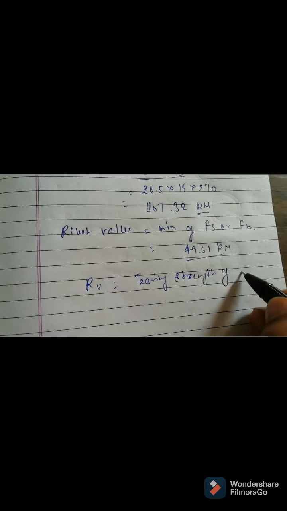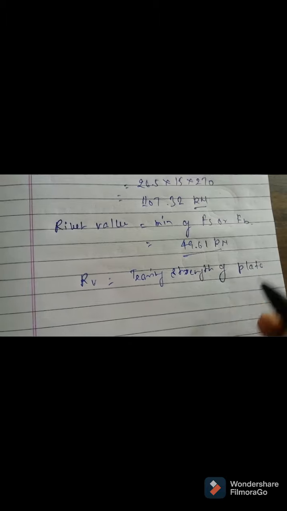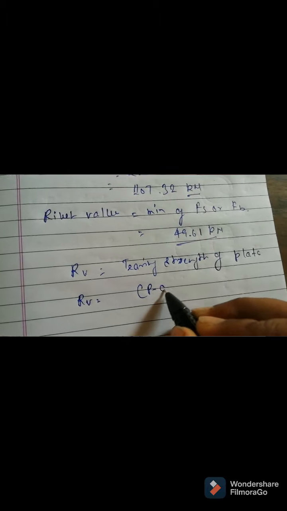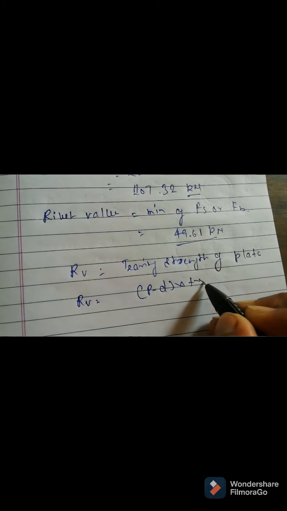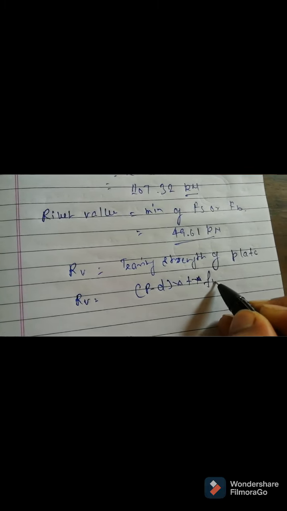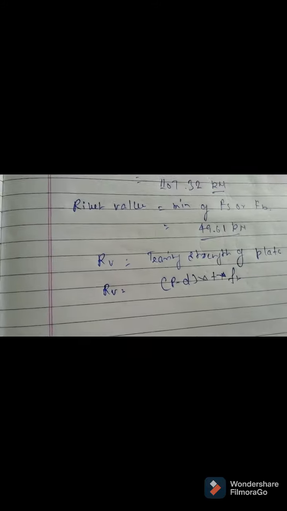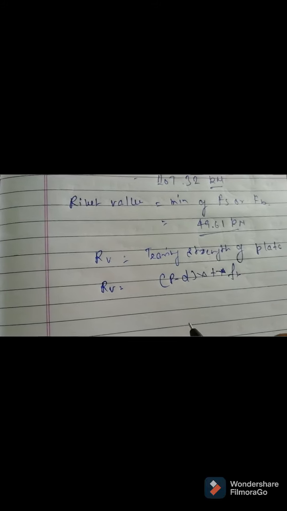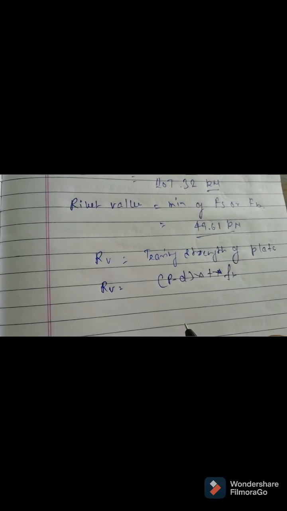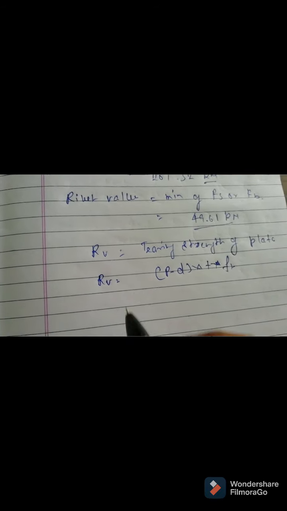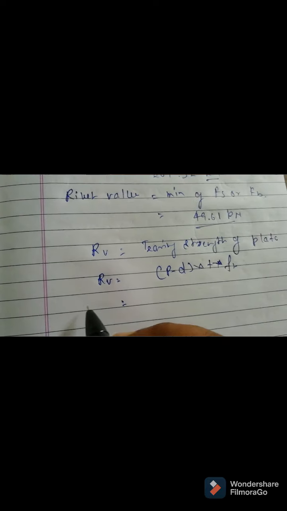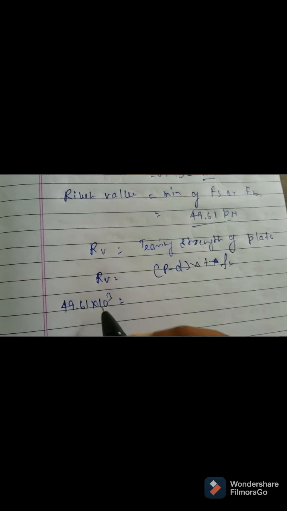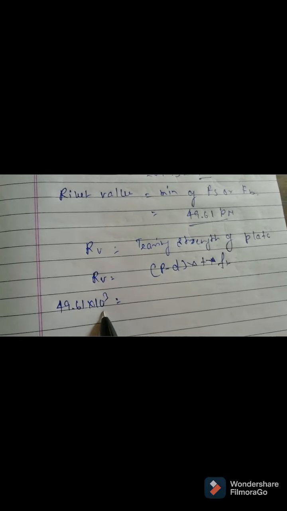Tearing strength of plate. So Rv equal to tearing strength, that is (P minus D) into T into Ft. Let's assume a single rivet has been used. So here Rv, that is 49.61 into 10 power 3, that is in kilonewton. So we are converting into Newton.